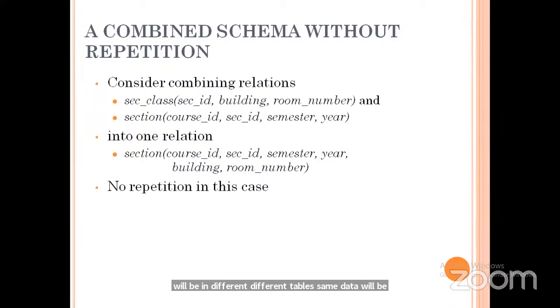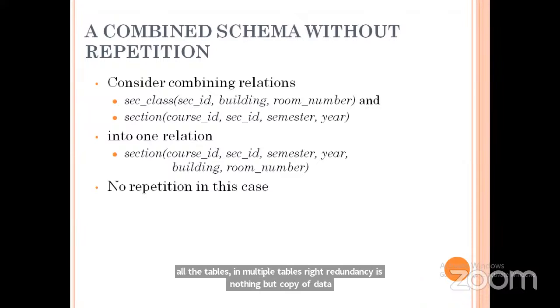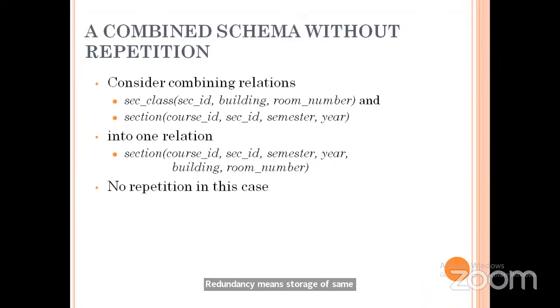With redundancy, we'll have one disadvantage. The most important disadvantage is the wastage of space and time. Why? Because the data is repeated in multiple tables, right? Redundancy is nothing but a copy of data. Redundancy means storage of the same data at different locations. That means data is repeated in multiple tuples. So by this, we'll have the disadvantage of wastage of space and time.